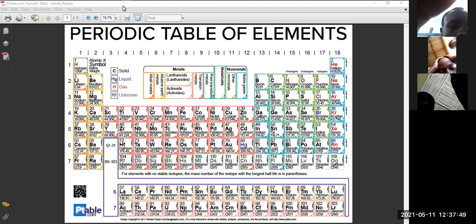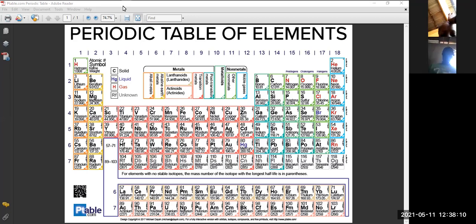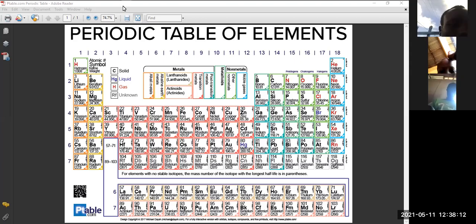So if you do not know the number of neutrons, it's simple, as long as you're given the atomic number. So for example, here we have been given the atomic number, and we've been given the mass number. And then you're asked to find the number of neutrons.